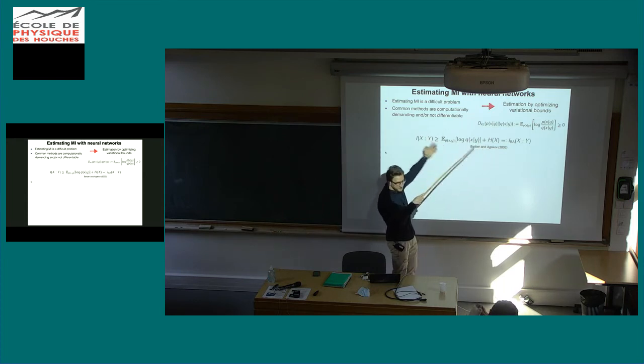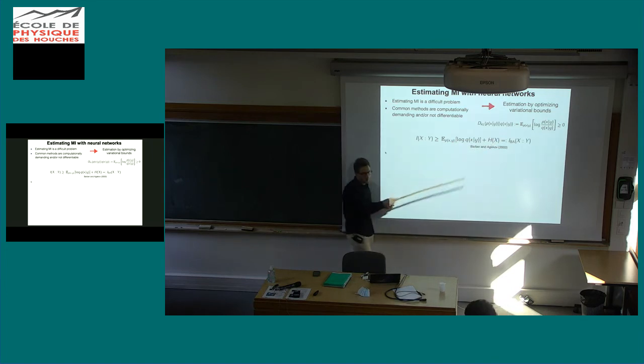It's a lower bound. It's tight when q is equal to p. You can try to improve q. But the problem is that it contains this entropy, which is difficult to evaluate. And moreover, it's something that you're totally not interested in, right? You're really interested in mutual information, so you're interested in the dependencies between x and y, and not in what's sitting inside x, which is what entropy tells you.